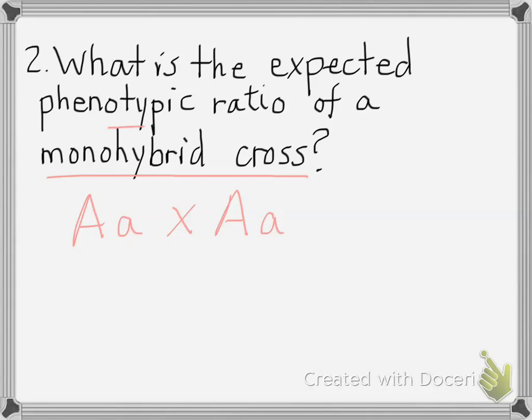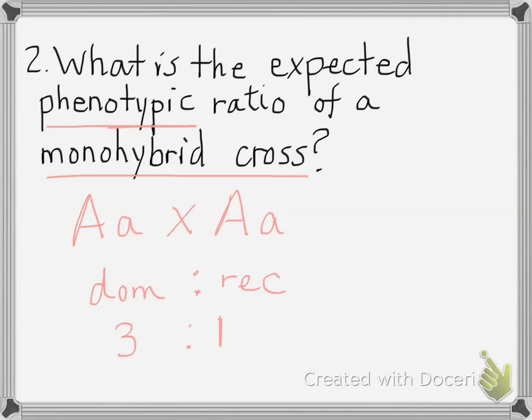Now I'm looking for the phenotypic ratio, which is what they look like. And so they're either going to be dominant or they're going to be recessive. Does anybody know the answer? It is 3-to-1. What would that be in percents? 75%, 25%. You might like ratios, you might like percents, so I just want to be flexible there. So the monohybrid cross will always get you a 3-to-1 ratio.